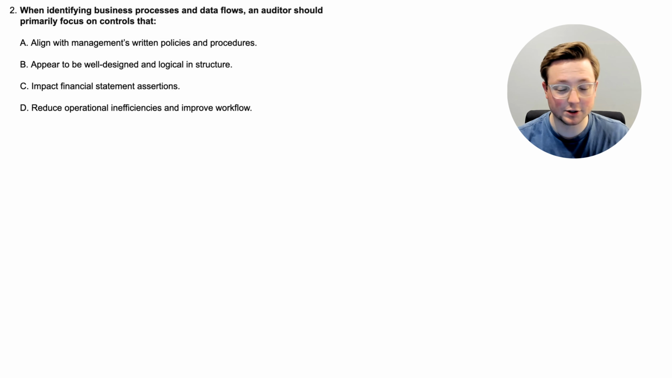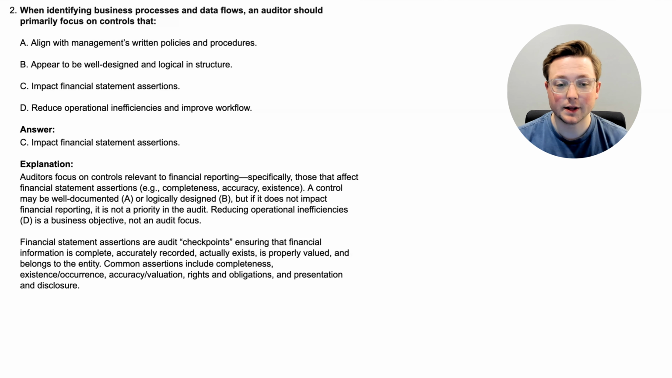If you don't know the answer, that's okay. Again, we are using these questions to learn. If you want, maybe pause the video and think through this. If not, that's okay. We're going to look at the answer together. Okay, here we are. The answer is C, impact financial statement assertions. That kind of relates to the first question, so that makes sense.